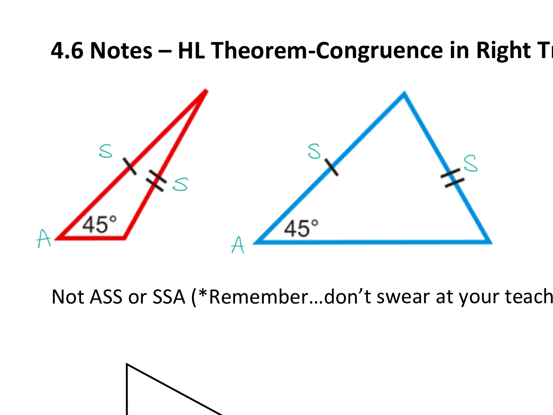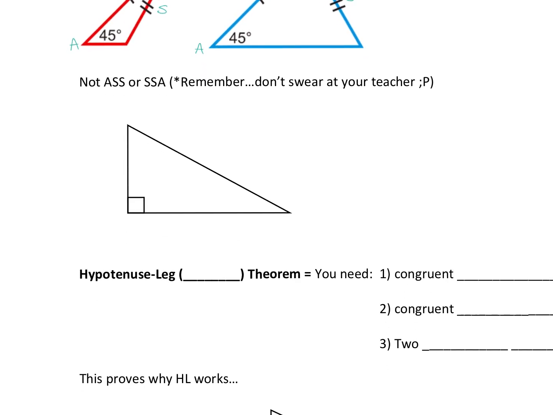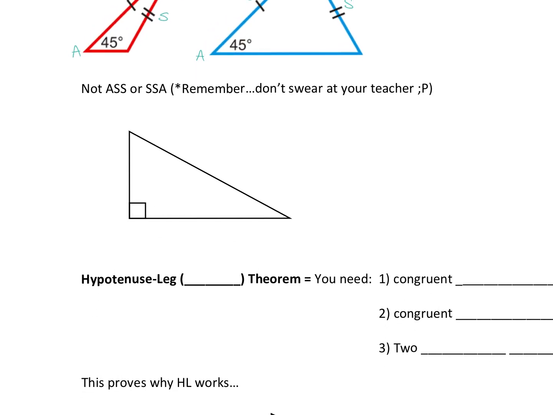So instead of saying ASS, there is a situation where it's going to look like ASS and it will work, but it's different. It has to be in a right triangle. Can you tell me the parts of a right triangle? What do we call these three sides in a right triangle? Two different names. Right angle. Anyone know what you call the side across from the right angle?